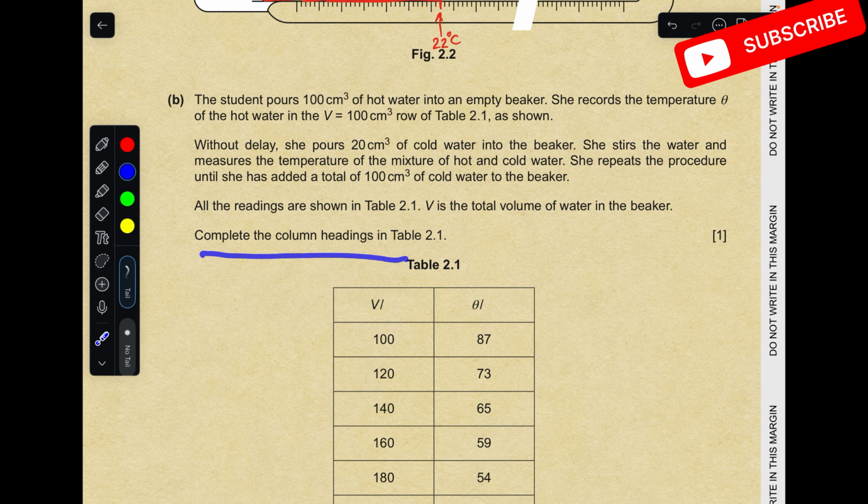Then the next point is 160 and 59. This is 56, 57, 58, 59. 59 and 160, so it will be here. Okay. And then the next point is 54 and 180. 180 is here. 54 will be one point below, so it will be here.